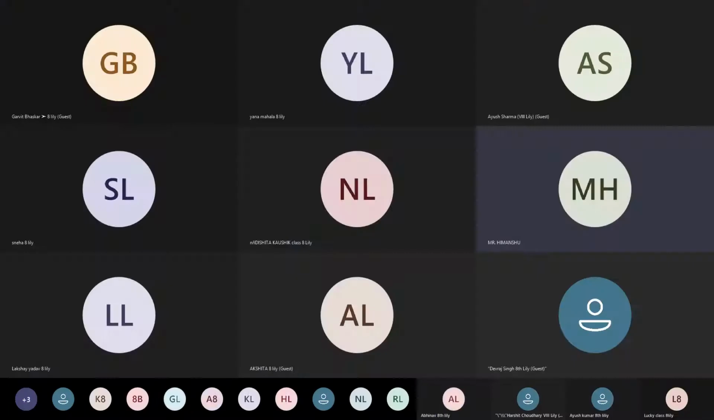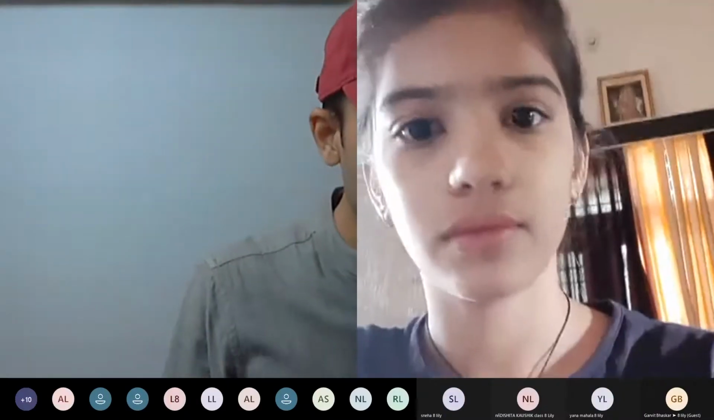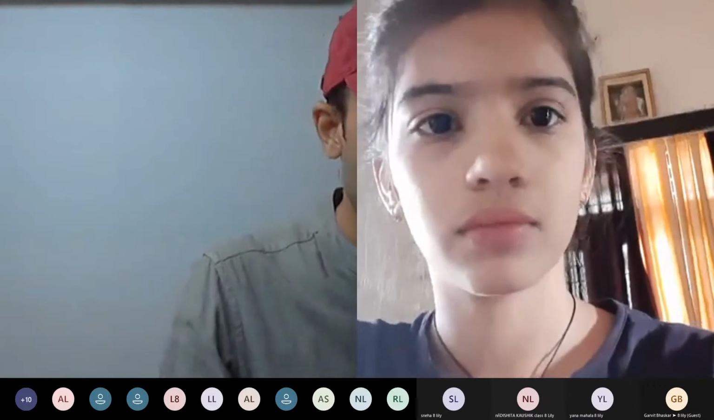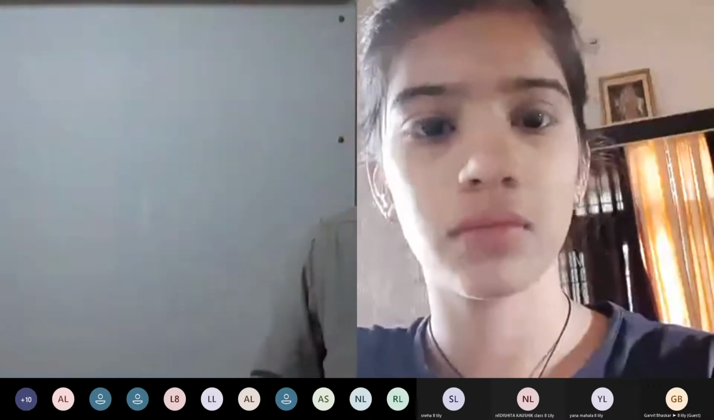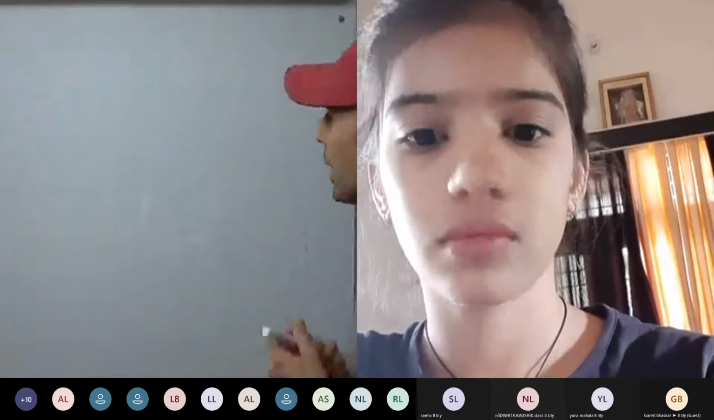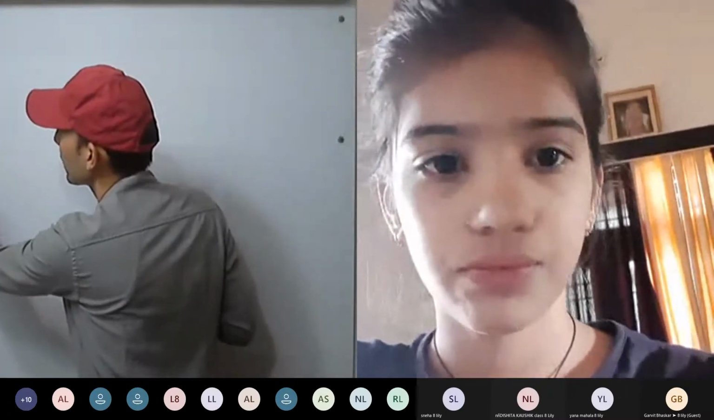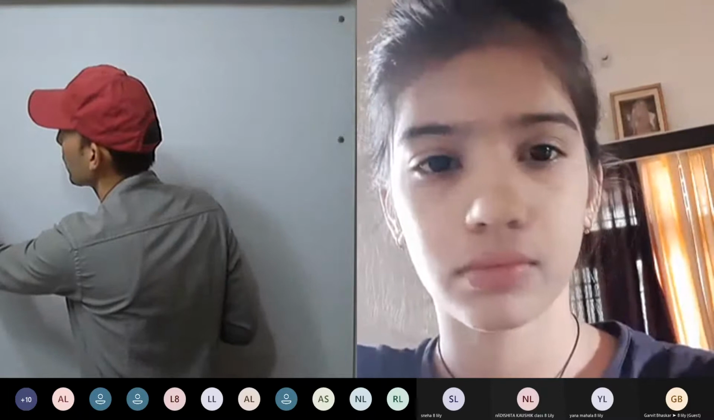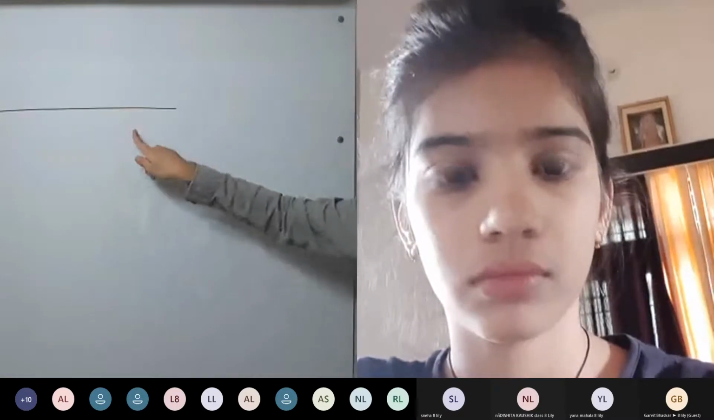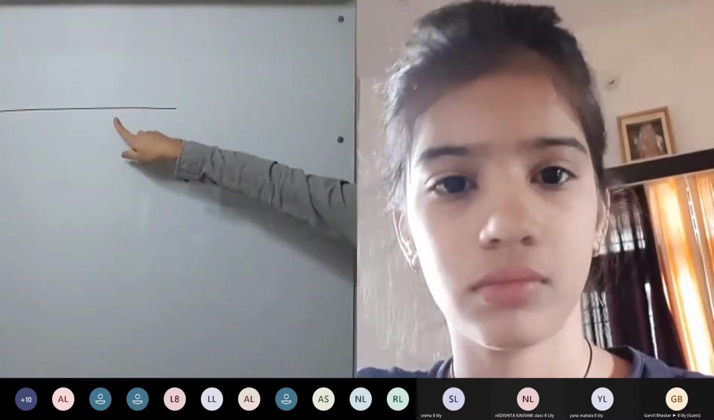Okay. So first exercise we are starting. Represent the following numbers on the number line. We have to represent the numbers on the number line. So I give you one example. We are taking a number line, you already know. We represent it with a line, and this is what we call the number line.